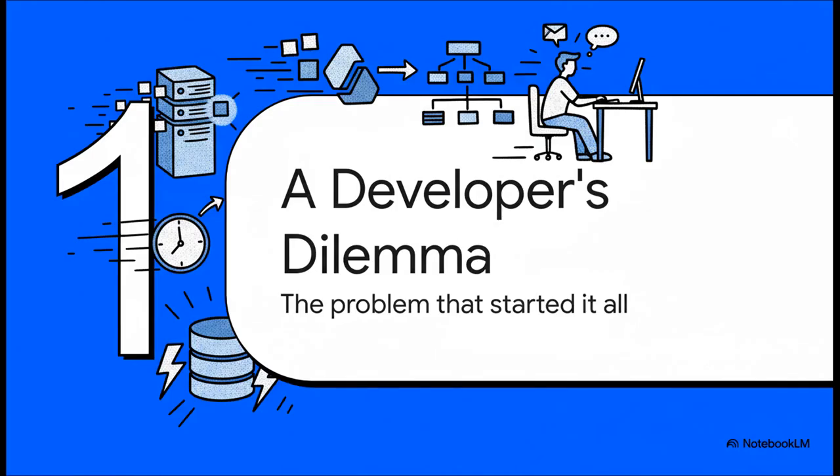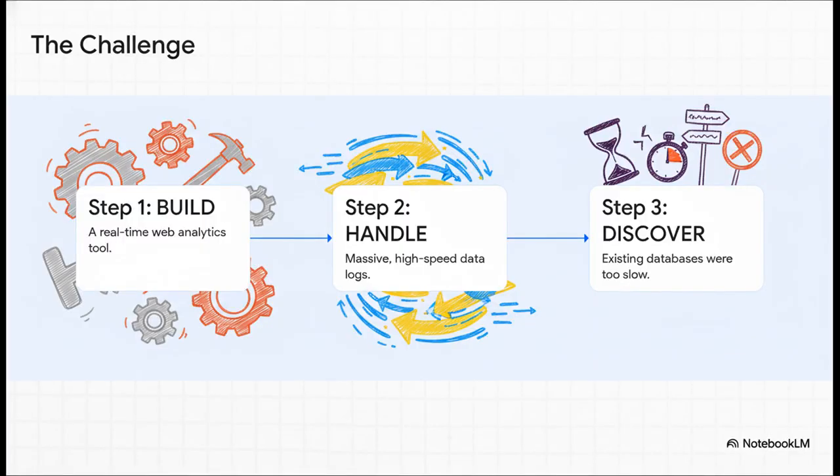All right, let's set the scene. We're going back to 2009. There's this Italian developer, Salvatore Sanfilippo, who goes by Antares online. And you gotta understand, he wasn't setting out to build some world-famous database. Not at all. He was just trying to fix a problem that was slowing his own startup down to a painful crawl. So here's what he was up against.